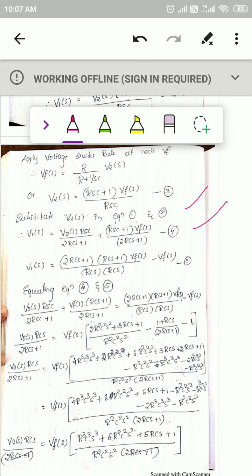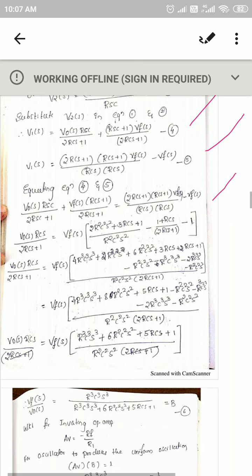Call these equation number 4 and equation number 5. After substituting V2 of s, you will get these two equations, 4 and 5. Now equate equation number 4 and 5, and once again go on simplifying. Each step by step simplification is given. It is very common mathematical simplification. There is nothing rocket science involved here. Just go on simplifying these step by step. It is already given, just analyze it.